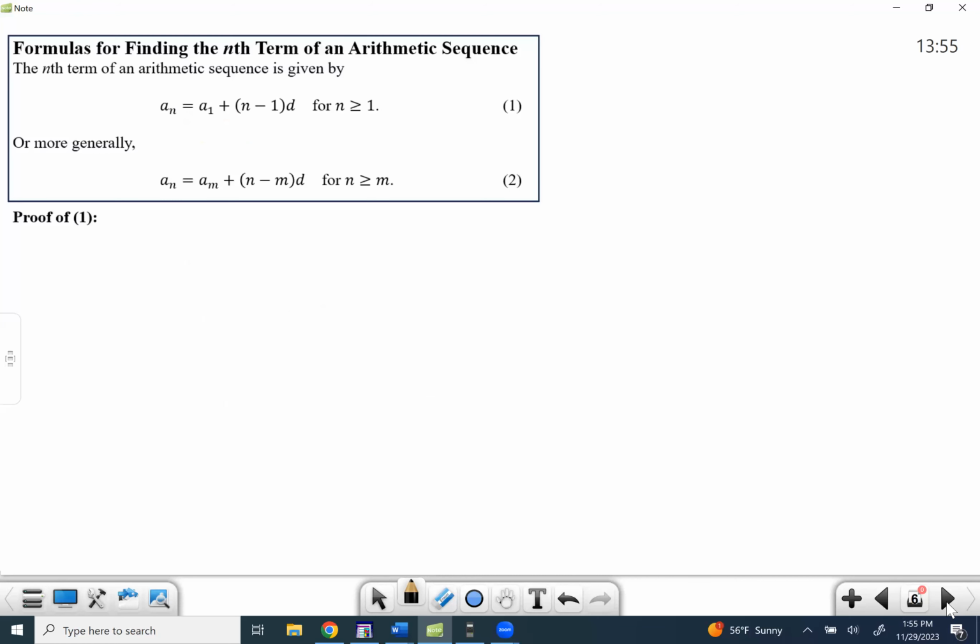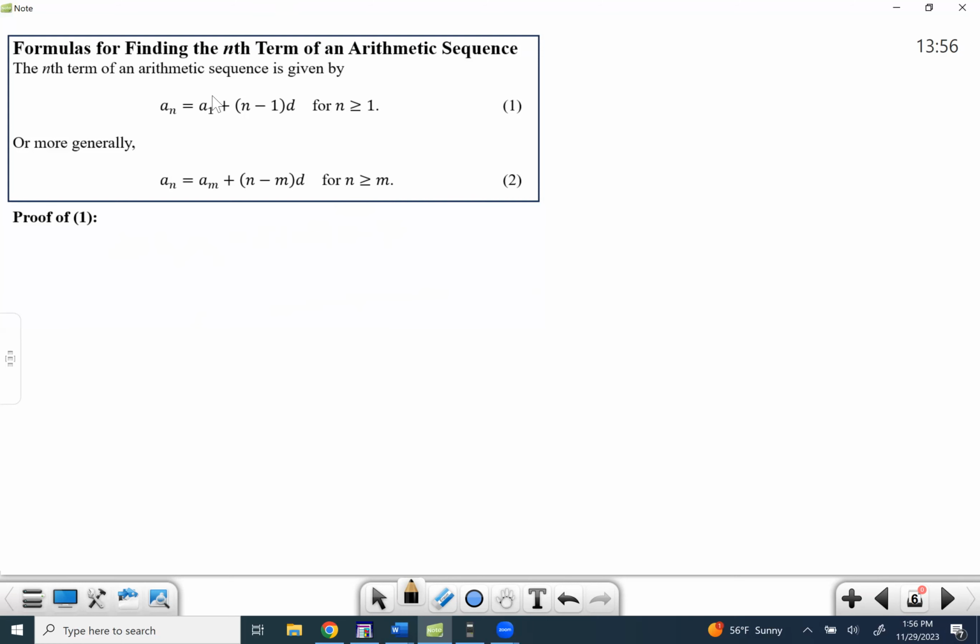All right, so here are some formulas for finding the nth term of an arithmetic sequence. I'm giving you one here that's more general. I haven't seen this in a textbook, I don't know why. I've just put it in here because I think it makes some of the math easier on some of the other problems.